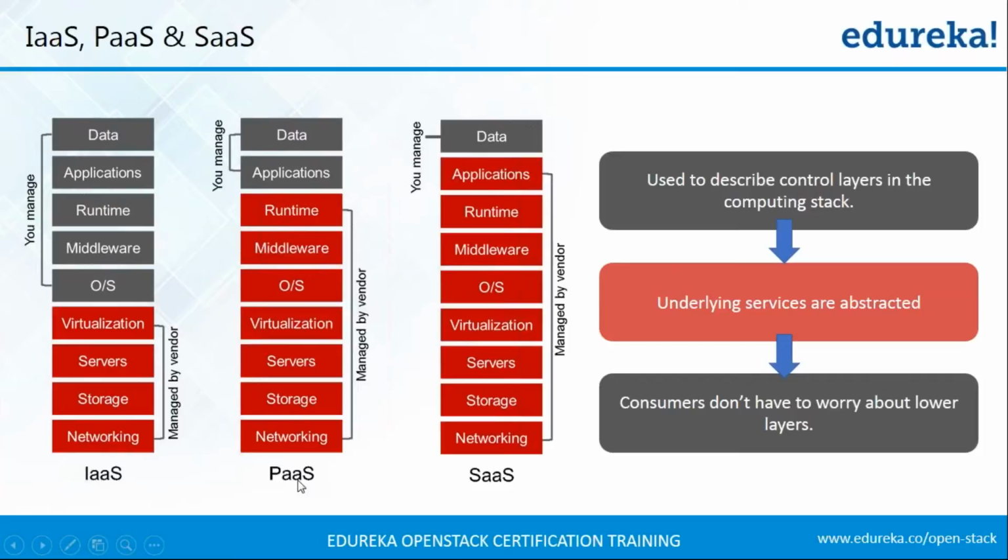And a good example of platform as a service is also AWS. Well, AWS can also be an infrastructure as a service, but you can also request it as a platform as a service to develop your applications on. And finally, there is software as a service.